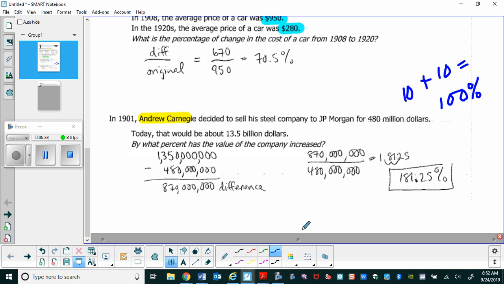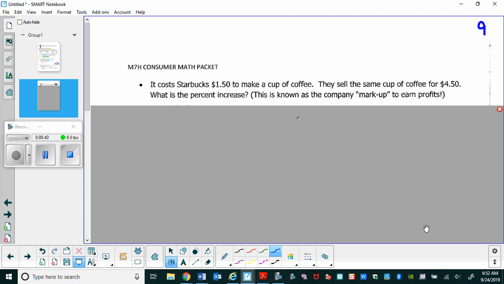I think that's it for this page, and now let's flip over. Now at Starbucks, it might only cost them $1.50 to make a cup of coffee, and that might include the cost of the cup, the lid, the coffee itself, labor, things like that. Now they sell the same cup of coffee for $4.50. What is the percent of increase?